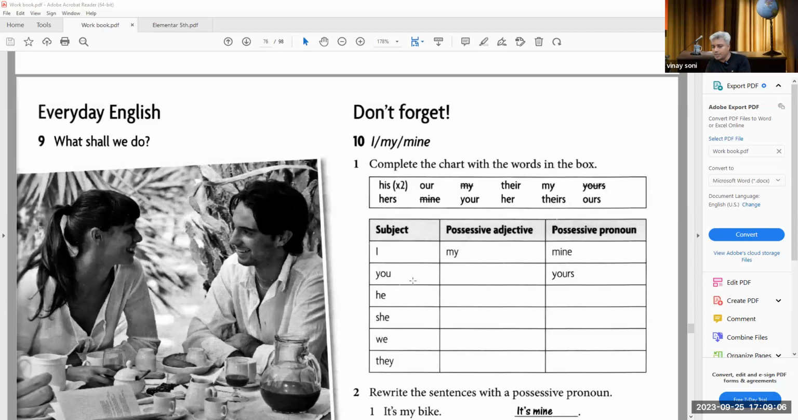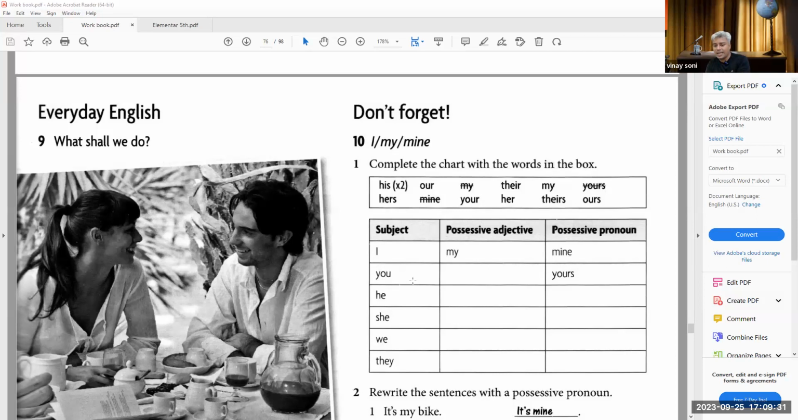So I is the subject, my is the possessive adjective, and mine is the possessive pronoun. Pronouns are used to replace nouns. Okay. Your house is so beautiful. Mine is not so beautiful. Mine is not so beautiful means my house is not so beautiful.